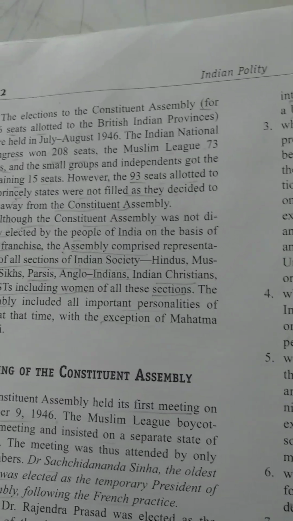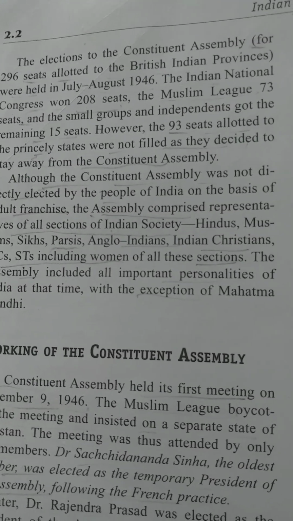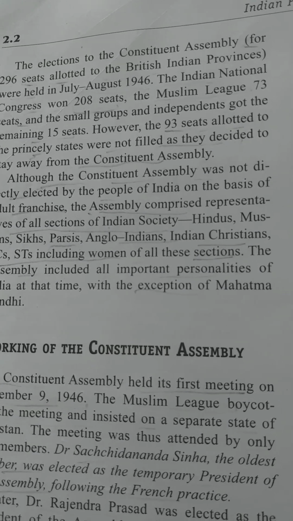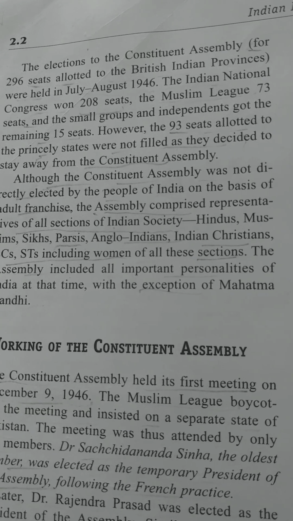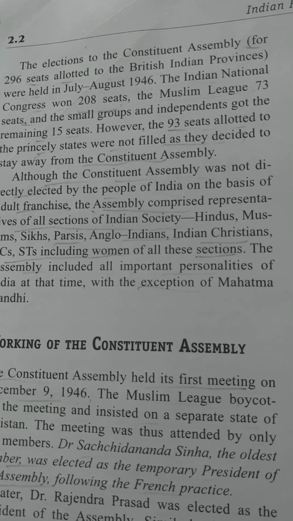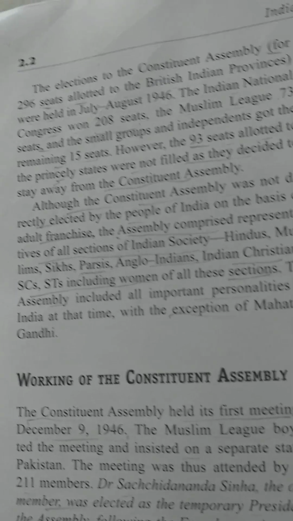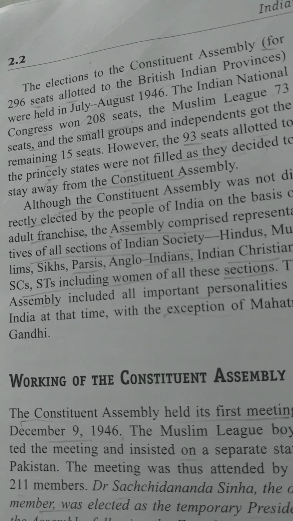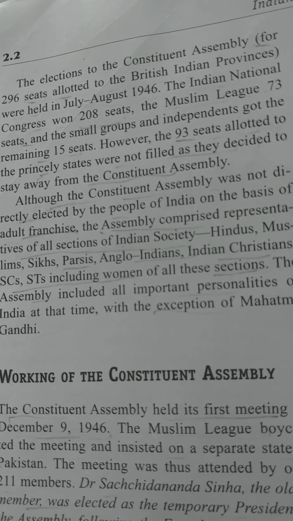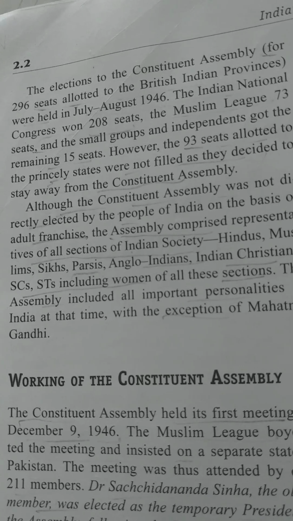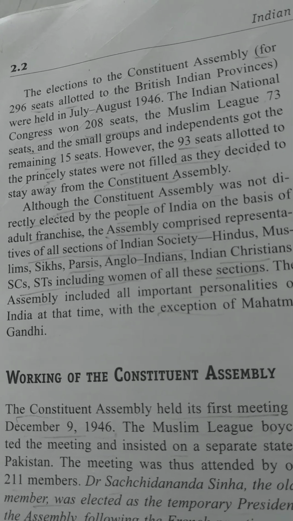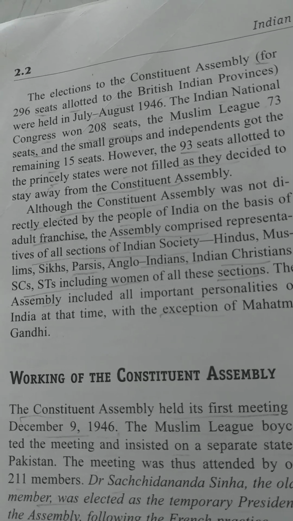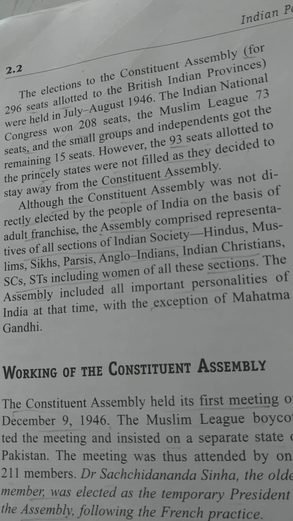The election to the Constituent Assembly for the 296 seats allotted to British Indian provinces was held in July-August 1946. The Indian National Congress won 208 seats, the Muslim League 73 seats, and the small groups and independents got the remaining 15 seats. However, the 93 seats allotted to the princely states were not filled as they decided to stay away from the Constituent Assembly.